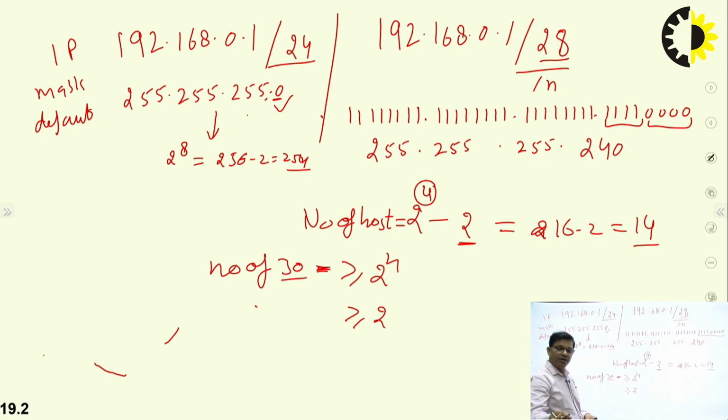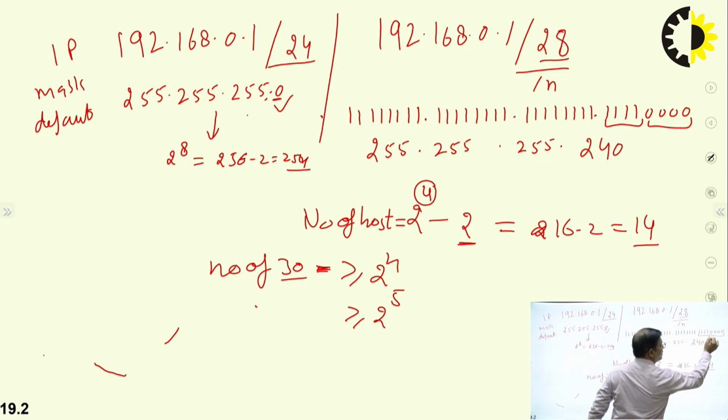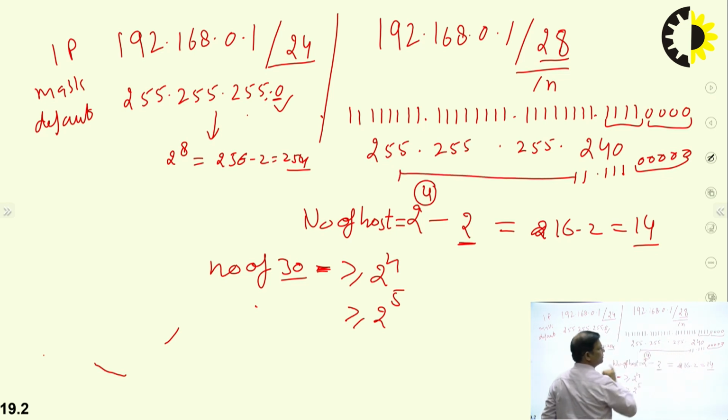2 to the 4, 2 to the 8, 2 to the 16, 2 to the 32, 2 to the power 5. So it means 5 zeros. So it means for what? We can keep it 0, 0, 0, 0, 0, and the rest are the 1s. So this is a subnet mask, and we can keep it as 2 to the power 5. It means 30 hosts can be available.